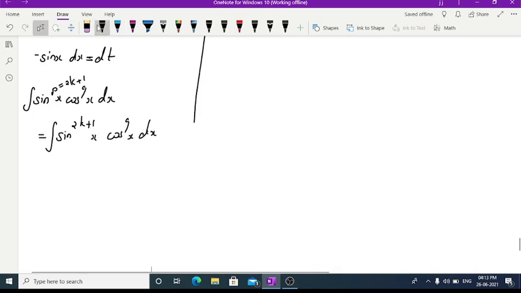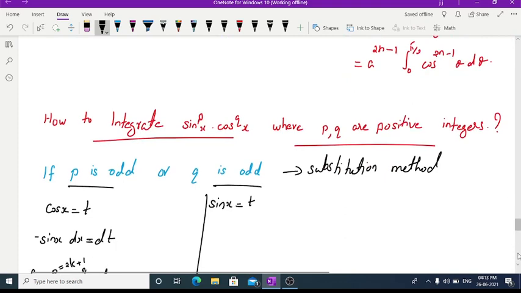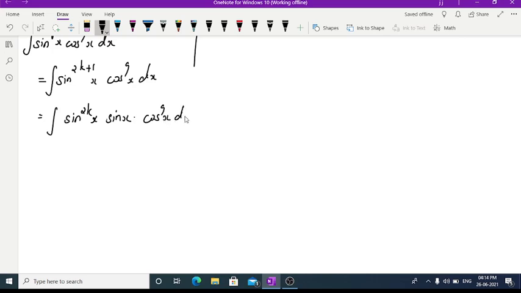That is equal to integral sin raised to 2kx into sin x into cos raised to qx dx. We use the identity a raised to m into a raised to n equal to a raised to m plus n. So sin raised to 2k plus 1 equal to sin raised to 2kx into sin x. Sin x means sin raised to 1x.